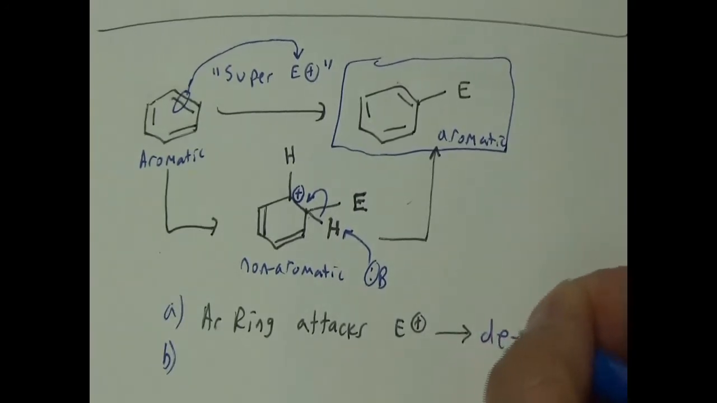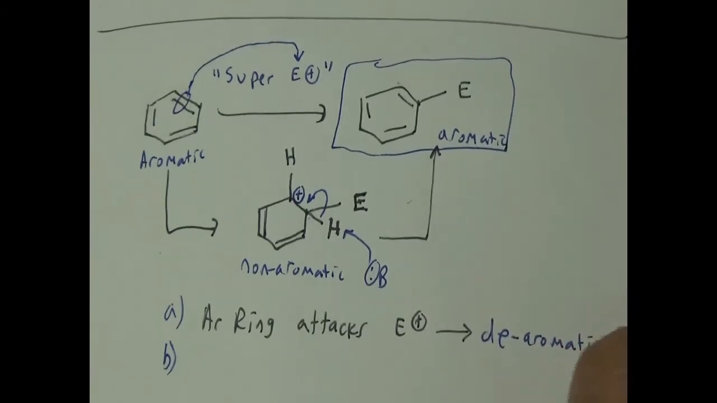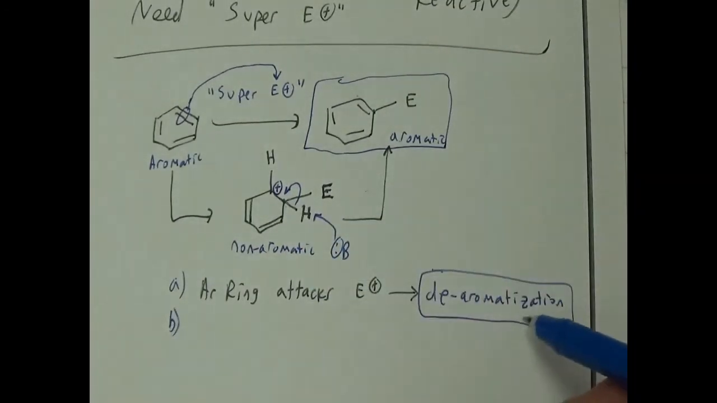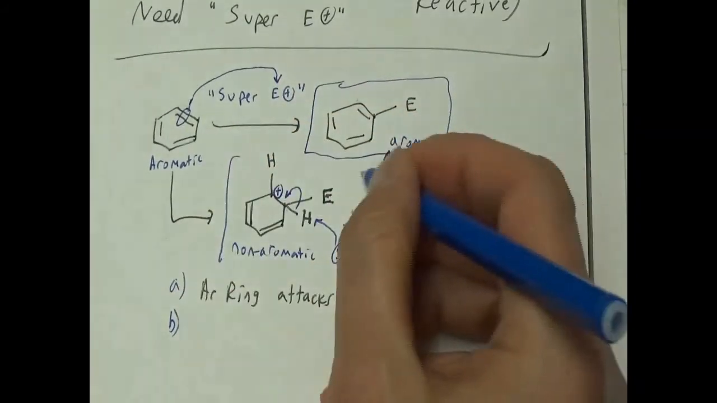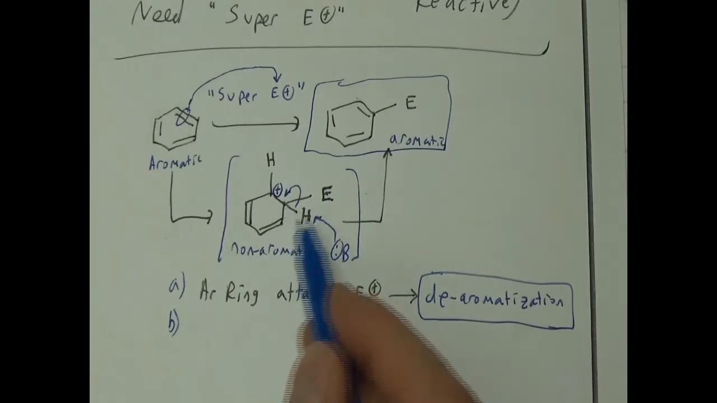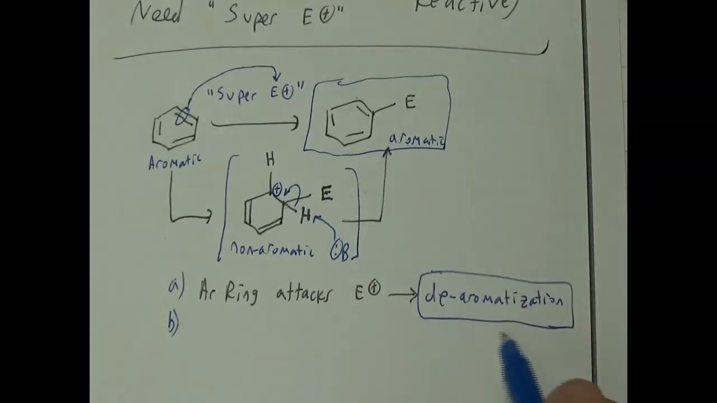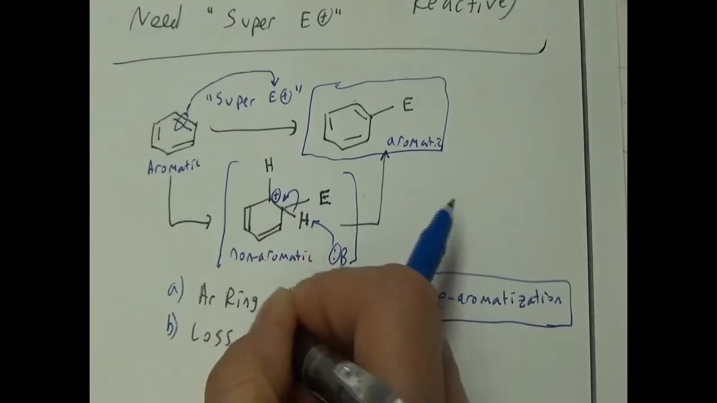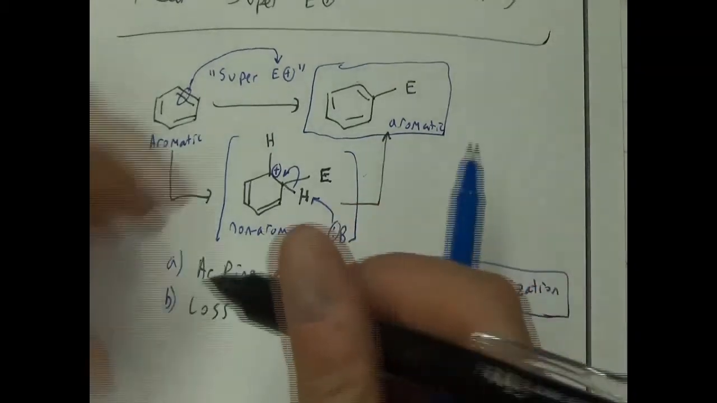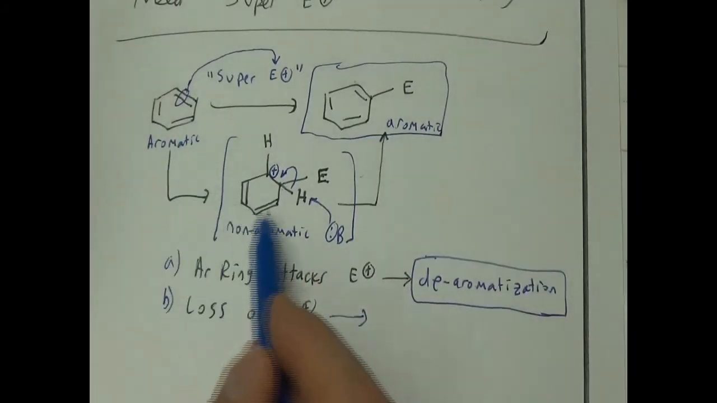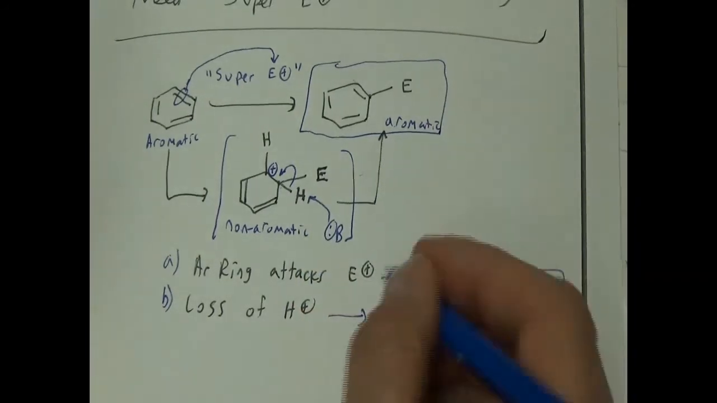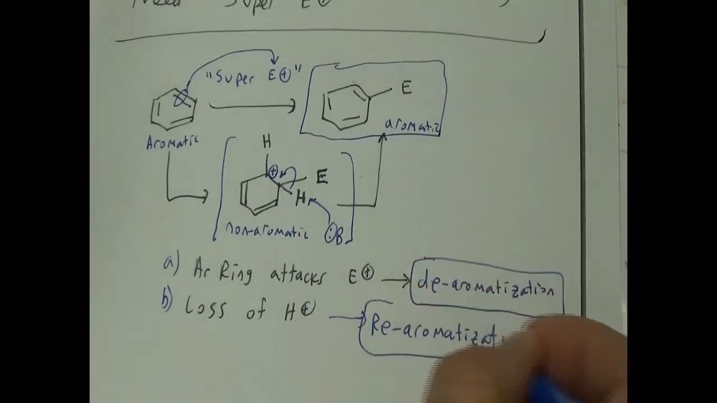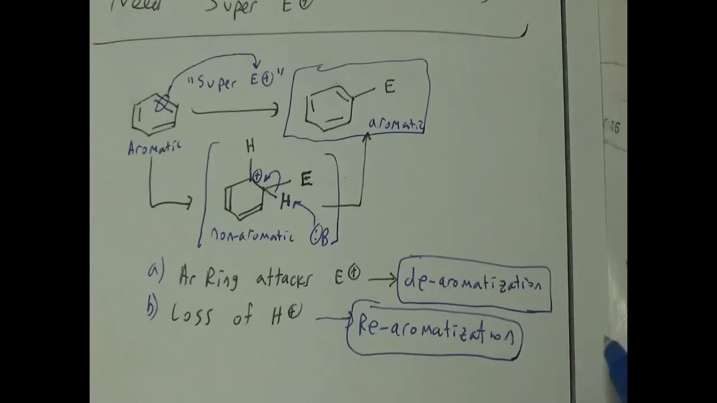So as step A happens, we go from aromatic to non-aromatic, or we can say it's called de-aromatization. Does it want to be de-aromatized or non-aromatic? It doesn't. My point is that this will happen, but you're making something that's very unhappy, and it wants to return to the aromatic world. So we're de-aromatizing, and then the next step is loss of proton. What's the name for that? We're going back to aromatic, so I like to say we're re-aromatizing. De-aromatization followed by re-aromatization.